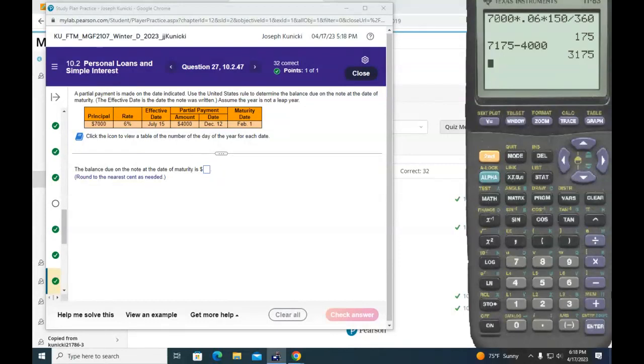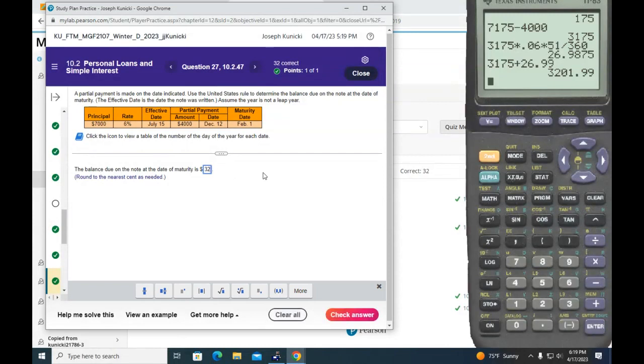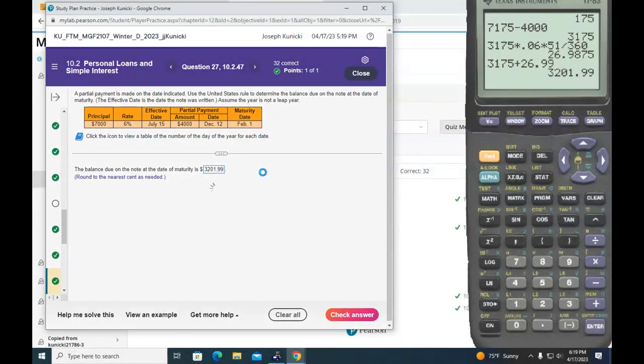So now I got to calculate my second interest. So that's 3,175 is my second principal. You see, if you subtract 4,000 from 7,000, that gives you 3,000, but you have to add the 175 interest. So I have my 3,175 times my 6%, and now this time it's 51 days. I got to turn it into years, so I divide by 360. So my final interest is $26.99. So I take the 3,175 and I add the $26.99. So my final payment is $3,201.99.